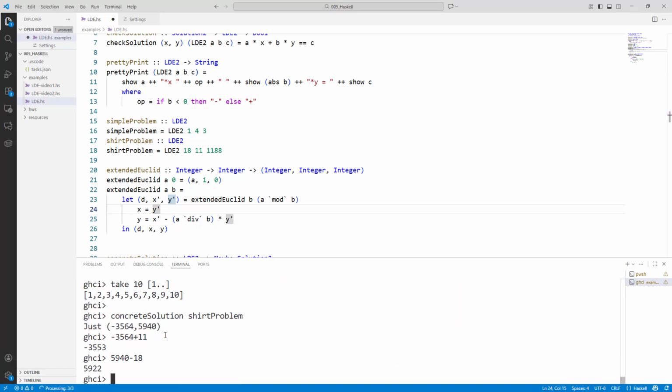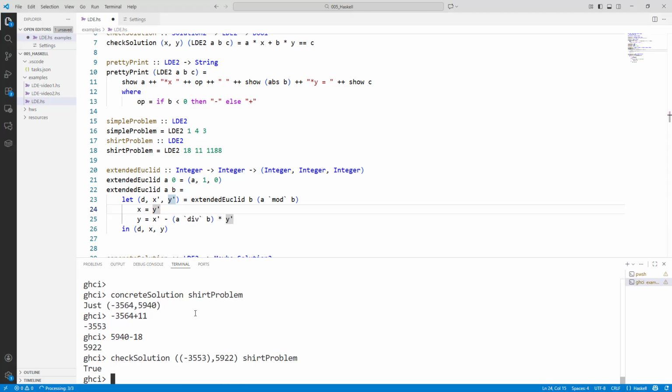How did we check this one? We had a check solution, and the check solution was something like this. Let's see with the new ones. Minus 3,553, comma. The minus is always like this. And then the other one was 5,922. Yeah, it works. So pretty much this is our way to get all the solutions. Just having one is a way to go, and then just going and having all the others.